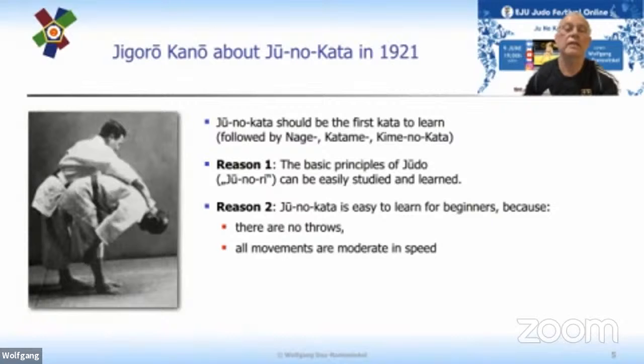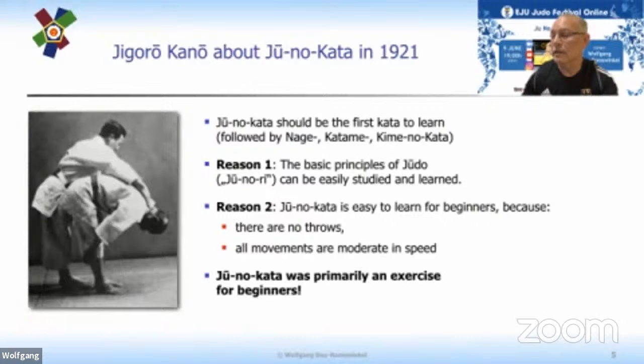The second reason was that, in his opinion, Judo Kata was easy to learn for beginners because there are no throws, so no ukemi knowledge is required, and all movements are executed at moderate speed. So he said it's easy to learn for beginners. Judo Kata was primarily an exercise for beginners, not for experts.